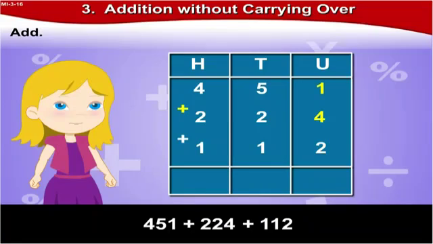1 unit plus 4 units is 5 units, plus 2 units would be 7 units. 5 tens plus 2 tens is 7 tens, plus 1 ten is 8 tens. 400 plus 200 is 600, plus 100 is 700. So it is 700, 8 tens, 7 units, that is 787.